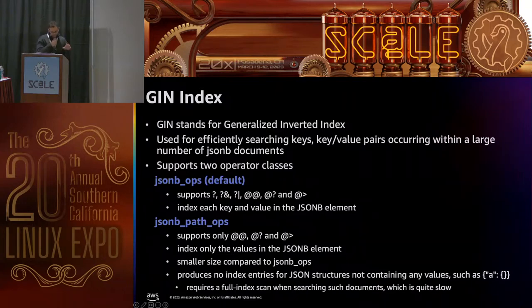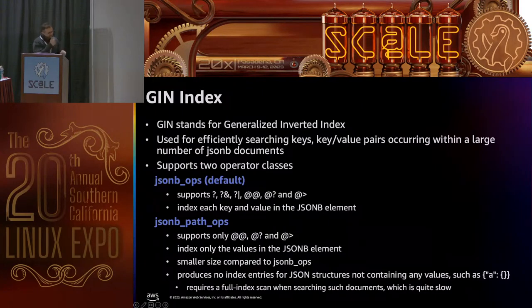So it does support two operator classes: JSONB ops, which is the default and provides indexing on each key and value in the JSONB document, against JSONB path ops, which just indexes the values in your document. There are a few differences in operator support between the two. JSONB ops supports a few more operators because it's simpler to operate, and path ops has a more limited set of operators that can work with it.